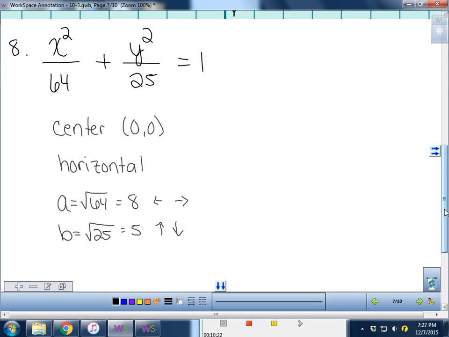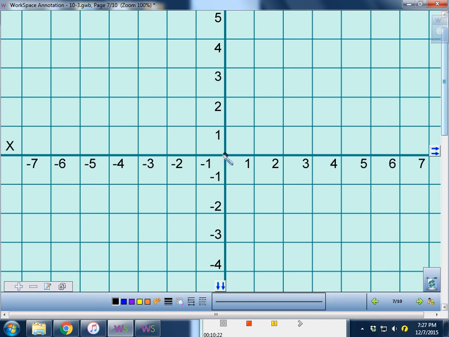So let's start with our center, 0, 0. And again, I'm going to count by 2s on mine. I have to move left and right 8, 2, 4, 6, 8. 2, 4, 6, 8. And up and down 5, so 2, 4, 5, and 2, 4, 5. And now I have all of my outside, so I'll draw this in. Remember, I don't want pointy ellipses. These are circle things. They should be round. Ooh, that was really ugly.